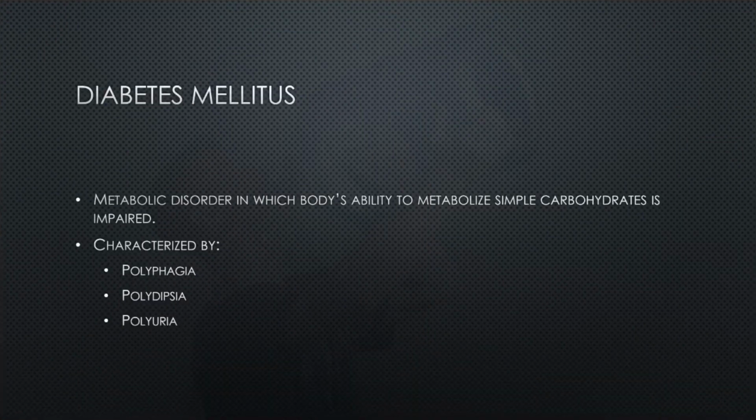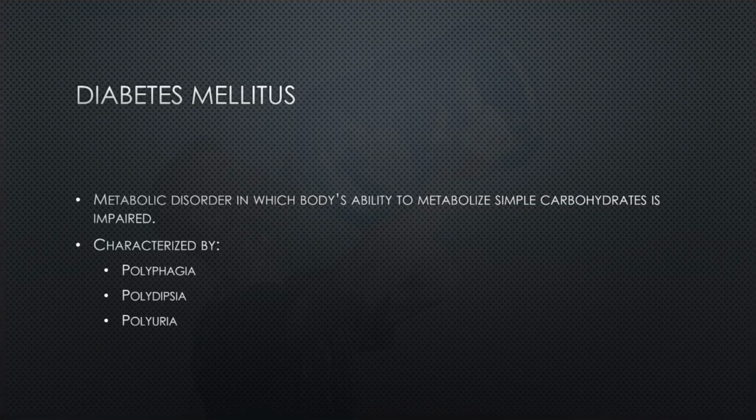When most people tell you they have diabetes, what they're talking about is diabetes mellitus. Diabetes mellitus is a metabolic disorder in which the body's ability to metabolize simple carbohydrates is impaired. Usually this is due to lack of insulin. Remember, insulin is the key that gets sugar into the cell. Diabetes mellitus is characterized by three classic findings: polyphagia, polydipsia, and polyuria, all classic symptoms of new onset diabetes or unknown, uncontrolled diabetes mellitus.